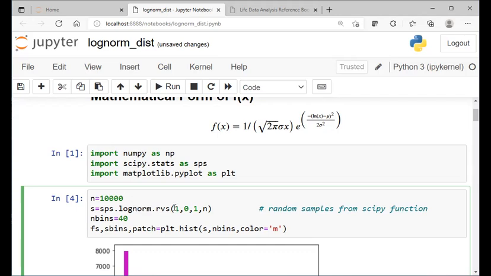It requires a shape parameter, which is greater than 0. Generally, for the ideal one, we take it as 1. So 0 is the mean value of the underlying normal distribution, and 1 is the standard deviation of the underlying normal distribution. We said that for a log normal distribution, the log of the x variable is normally distributed. So this is a log normal distribution, right?